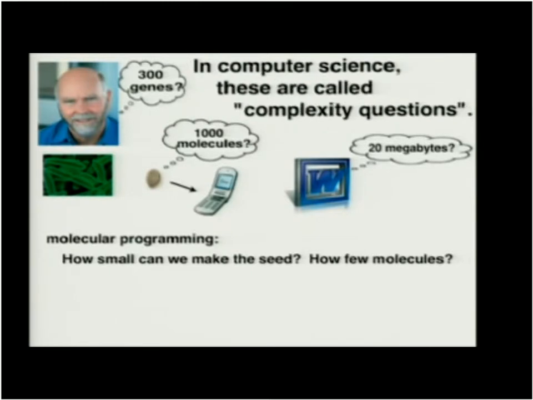Now, these are big questions in computer science. These are all complexity questions. And computer science tells us that these are very hard questions. Many of them are impossible. But for some tasks, we can start to answer them. So I'm going to start asking those questions for the DNA structures I'm going to talk about next.